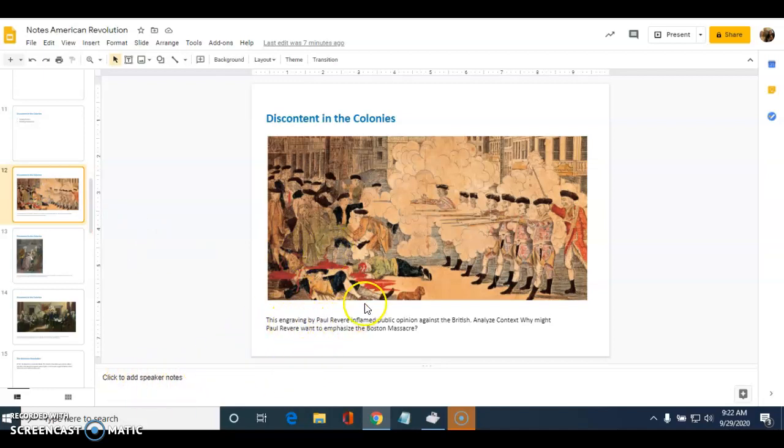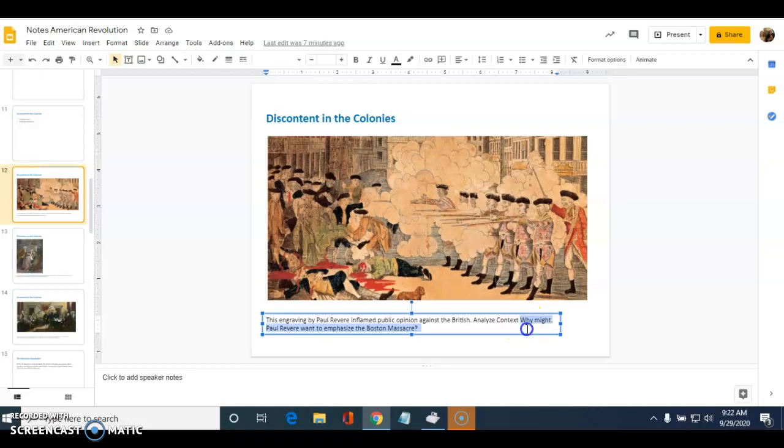And this is a picture of the Boston Massacre that we mentioned. This was where colonists were throwing rocks and snowballs and stuff at British soldiers. And for some reason, we don't really know how or why, a shot was fired and several colonists were killed. This was an engraving made by Paul Revere. And this would be something you might want to put down.